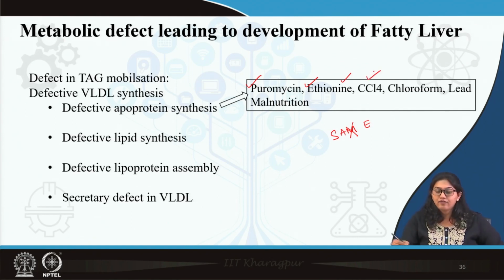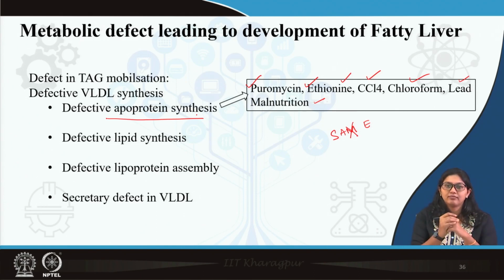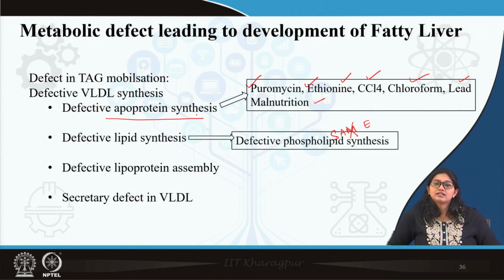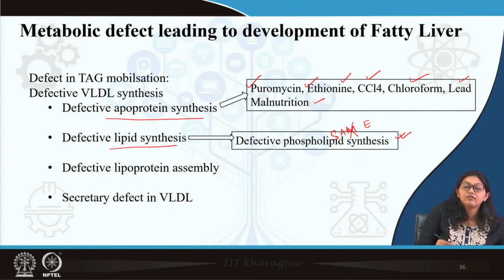Again, CCl4, chloroform, lead, these are molecules which inhibit protein synthesis, as well as generalized malnutrition, protein energy malnutrition, that can also cause decreased protein availability for synthesis, which causes defective apoprotein synthesis, finally reflected in VLDL formation. Then there is defective lipid synthesis. Phospholipid synthesis can be hampered, because there are different molecules responsible for phospholipid synthesis, known as lipotropic factors. If there is deficiency or defect in lipotropic factors, they can cause defective lipid synthesis, which is reflected in VLDL formation defect.